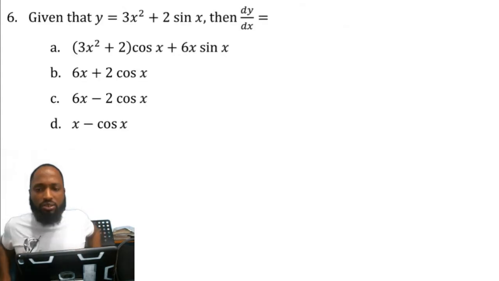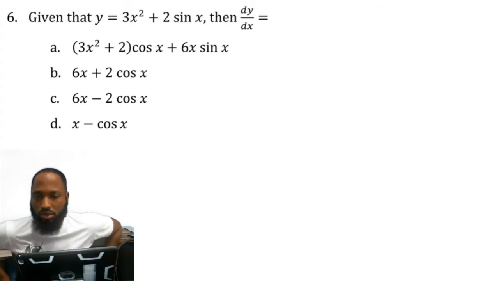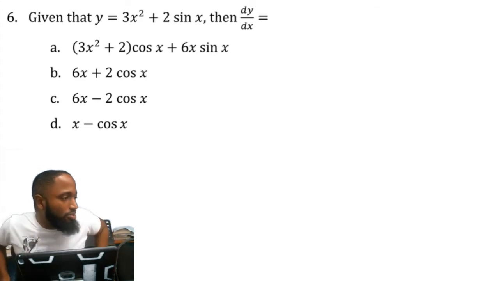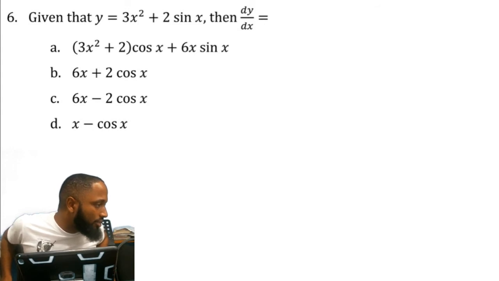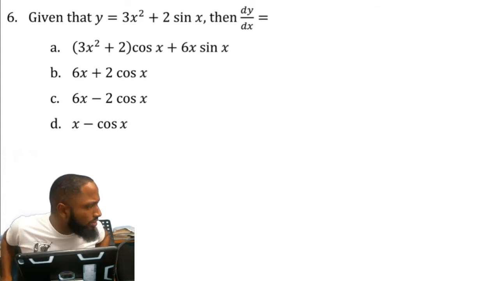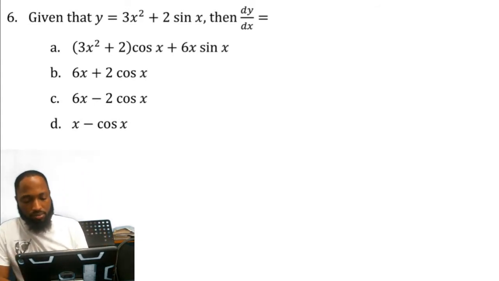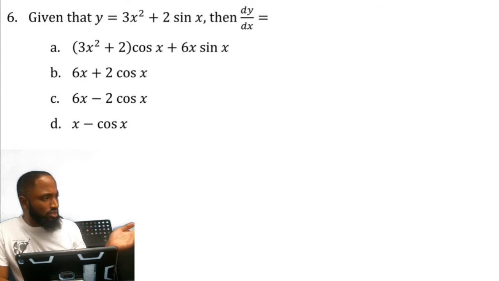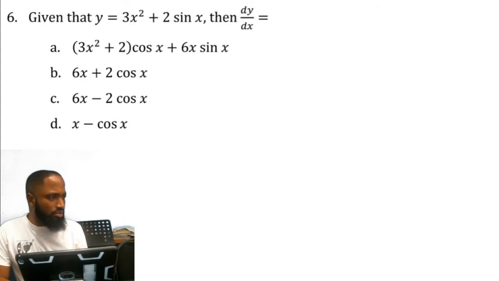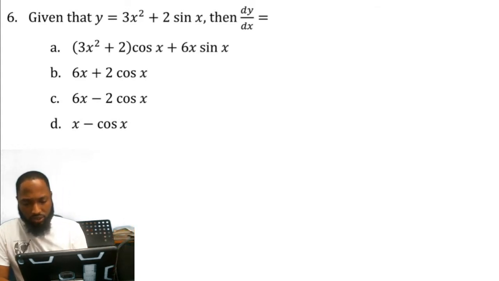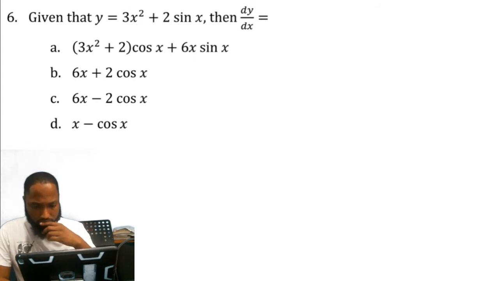So given that y is equal to 3x squared plus 2 sine x, then dy dx is... Alright, so you can do this one. 6 is B. I'm just confused with what this person in purple is saying.